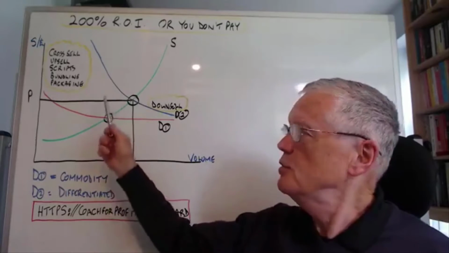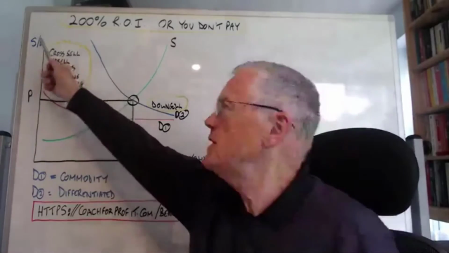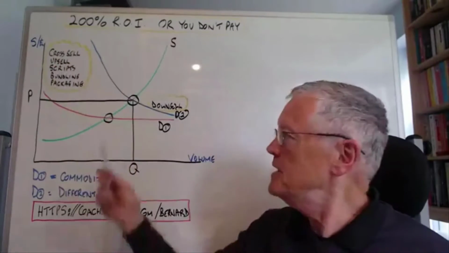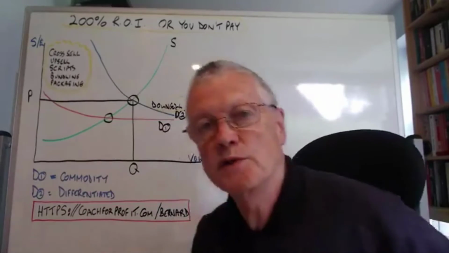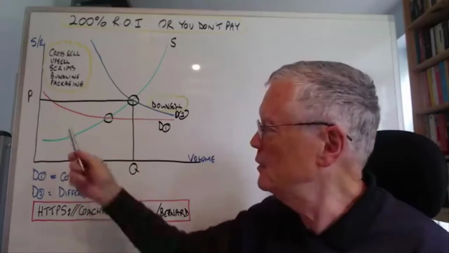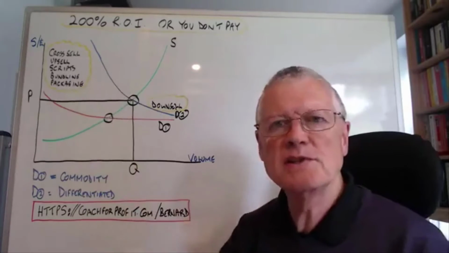But the thing is, you could have charged, say, this amount and sold this much, or this amount and sold this much. So what it means is there's a whole range of customers over here who would have paid more to buy what you're selling, but they don't have to because they can buy it at this market price. And it's actually called consumer surplus.